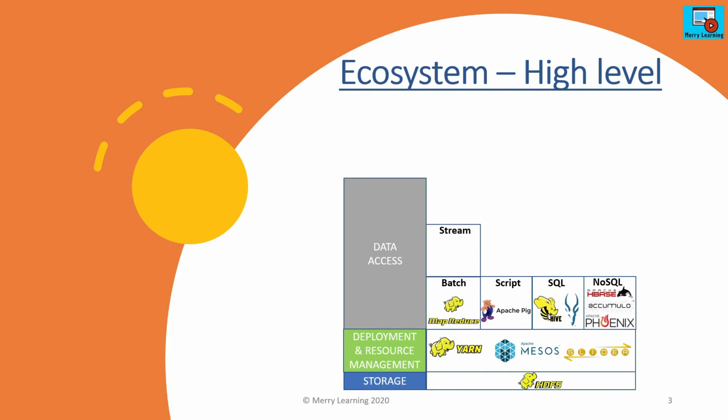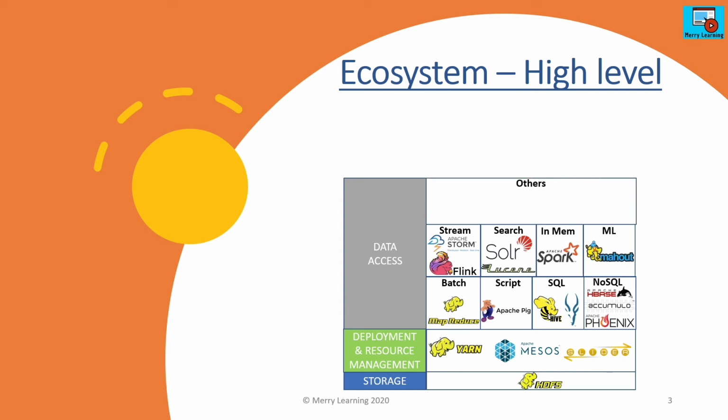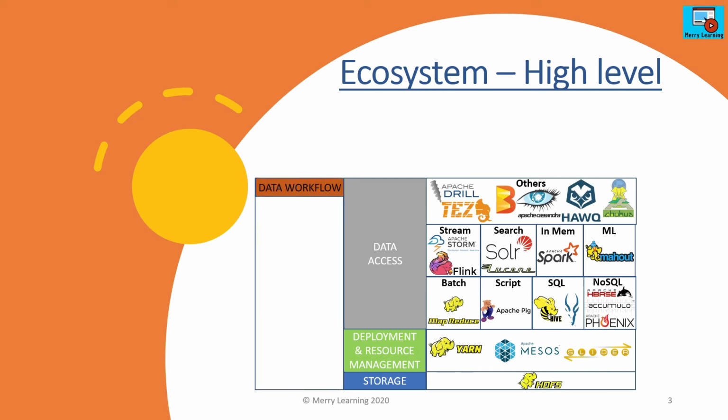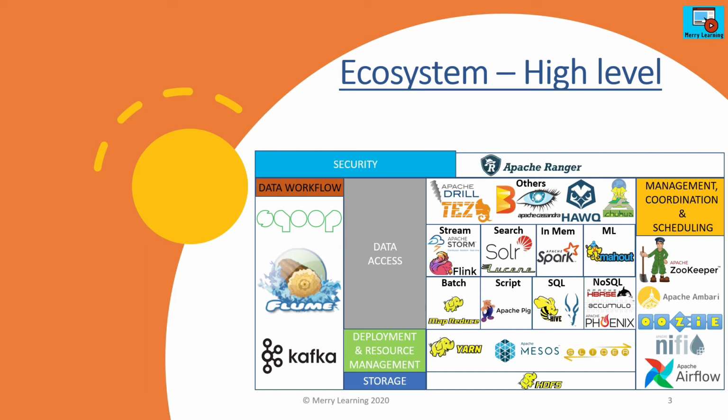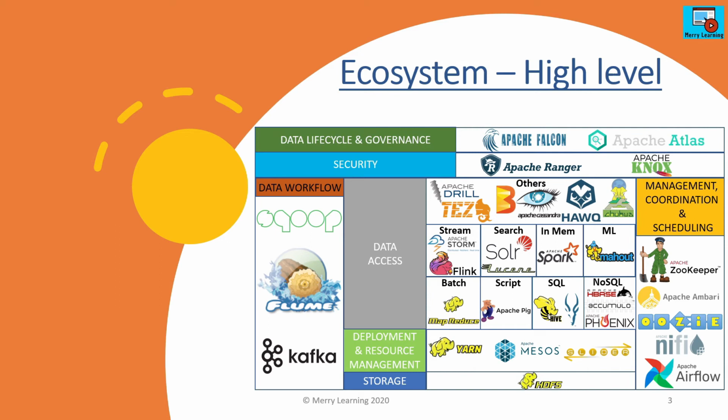For streaming process, there are Storm and Flink. For search capabilities, there are Solr and Lucene. For in-memory computation, there is Apache Spark. For machine learning, Mahout. And then there are a lot of other ones like Drill, Tez, Hawq, and so on. For data workflow, there is Sqoop, Flume, Kafka, etc. For management, coordination, and job scheduling, there is Zookeeper, Ambari, Oozie, NiFi, Airflow, etc. For security layer, there is Apache Ranger, Knox, etc. For data lifecycle and governance, there is Falcon, Atlas, etc.